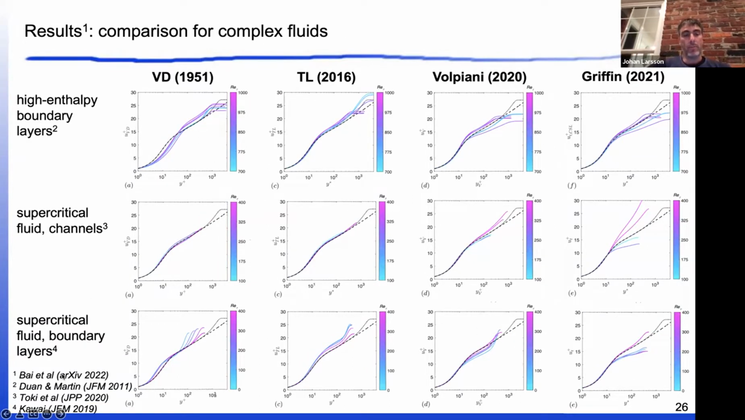So the Griffin group has a newer paper on arXiv right now, where they said, let's do the same comparison, but now let's go to more complex fluids. High enthalpy boundary layers are warm enough that it's no longer a calorically perfect gas, for instance. And supercritical fluids are fluids near the thermodynamic critical point. If they do this, you get a slightly different story. The two oldest transformations here, Van Driest and TL, still give reasonable results, not far from perfect, but reasonable. Whereas the more recent ones by Volpiani and Griffin now tend to be all over the place.